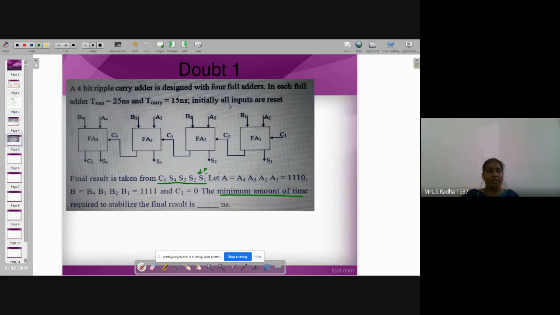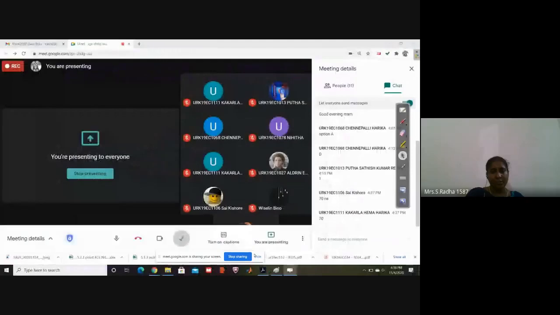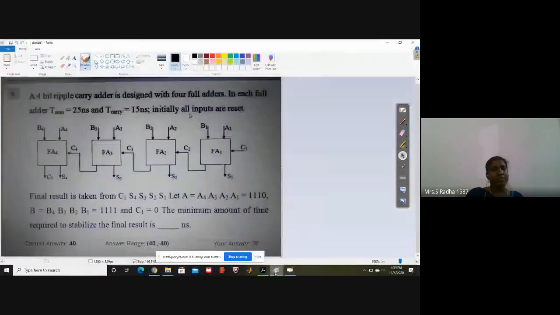They have given 40 as the answer. Minimum time means when the first full adder output will be obtained, so they have given 40. She sent me the full screenshot, this is the question. She answered 70, but the correct answer they have given is 40, for the minimum amount of time required to stabilize the final result.